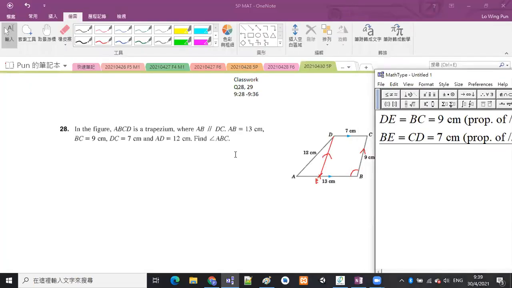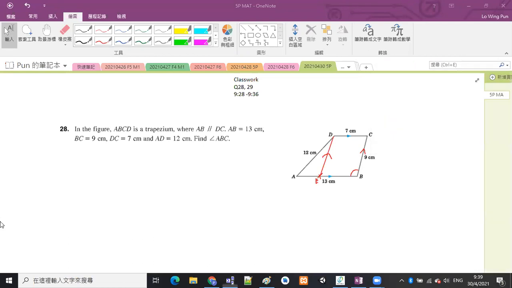Okay, but if BE is equal to 7 cm, then AE will be equal to 13 minus 7, that is equal to 6 cm. Okay, can you get what we have done now? This one, DE, is 9 cm, and then EB is 7 cm, which means that the other part AE should be 6 cm.